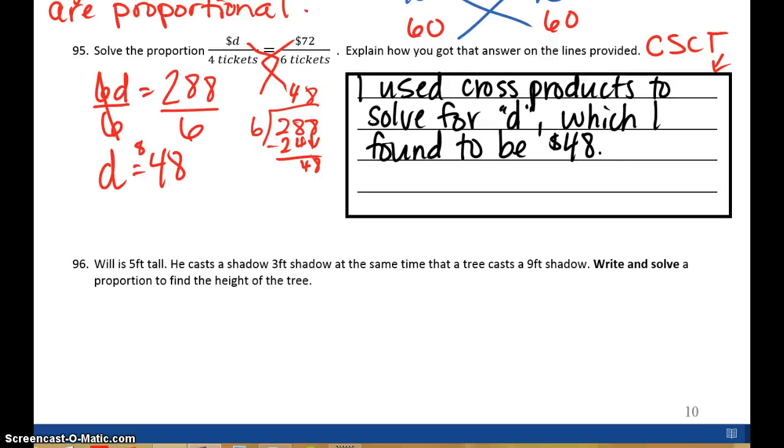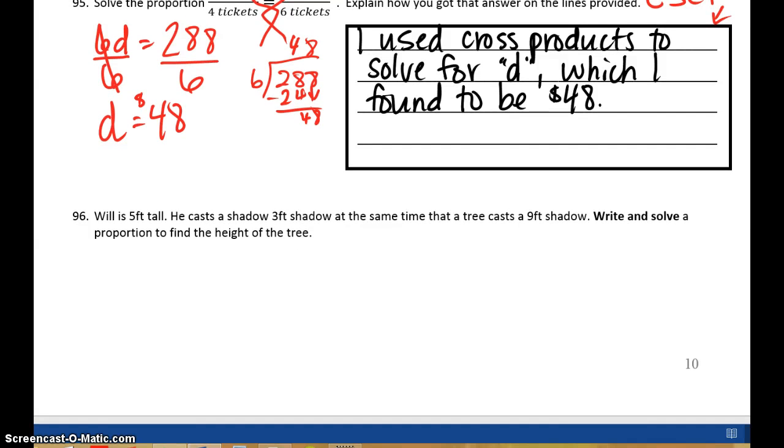And some of you might have used a different way to find that answer. Just explain what you did. Make sure it's clear enough so I can understand and follow your work with your words.